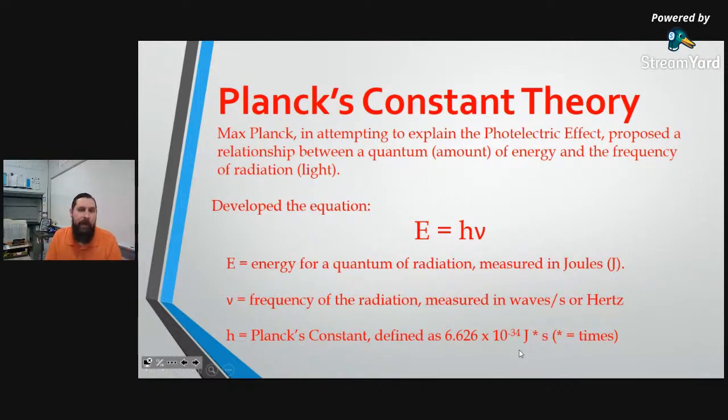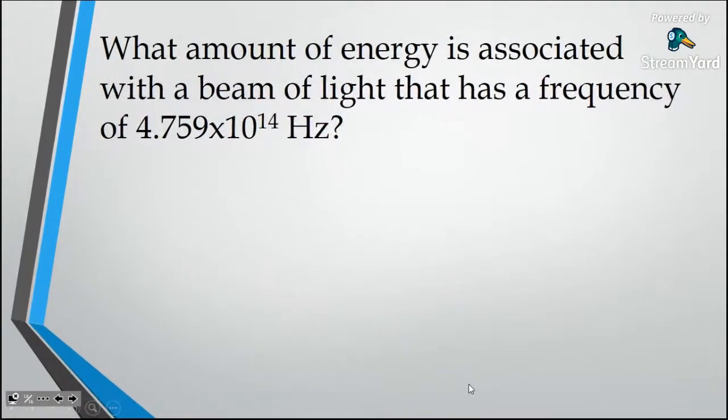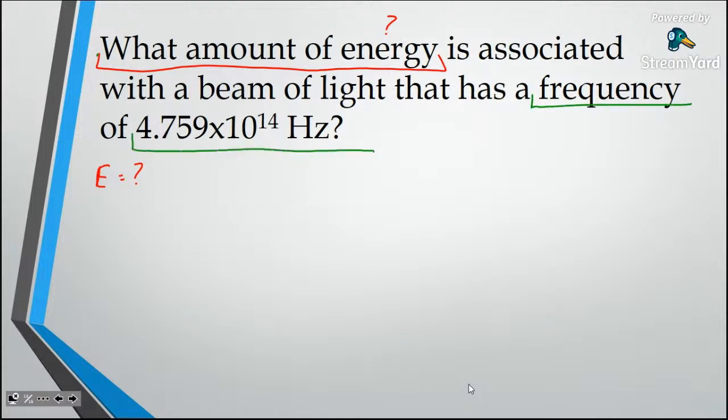So how do we work these problems now? Well, let's go on and take a look and jump right into it. So this is asking what amount of energy is associated with a beam of light that has a frequency of 4.759 times 10 to the 14th hertz. So again, going through, what amount of energy? Energy is our question. Has a frequency of 4.759 times 10 to the 14th hertz. So that is my value of nu, 4.759 times 10 to the 14 hertz.